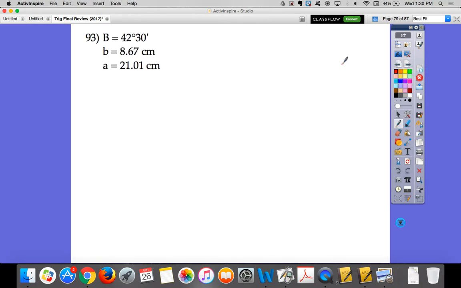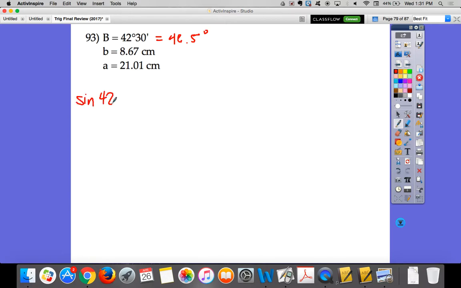Oh boy, 93 looks like it's the same thing because you have one angle given and that angle is acute. We could end up with the exact same situation. We're just going to have to see where it goes. Now I'm going to kind of cheat here. 30 minutes, that's half of a degree because 30 over 60 is 0.5. So let's just bypass this and do 42.5 degrees. It'll just make it a little bit easier.